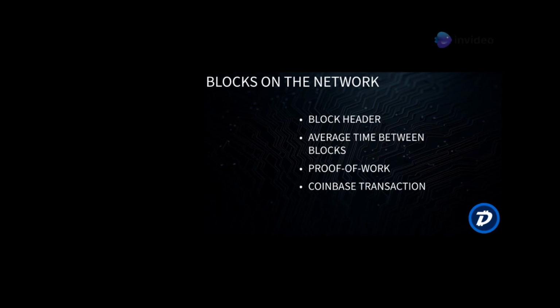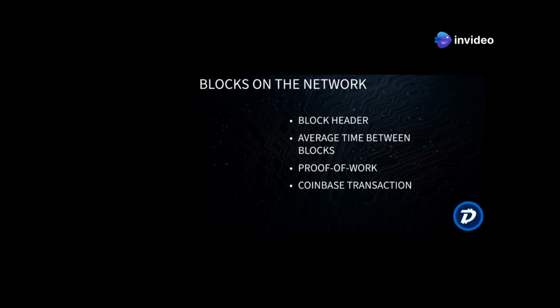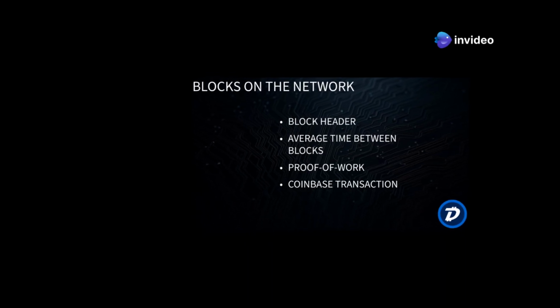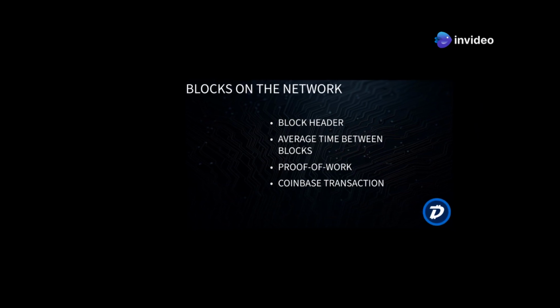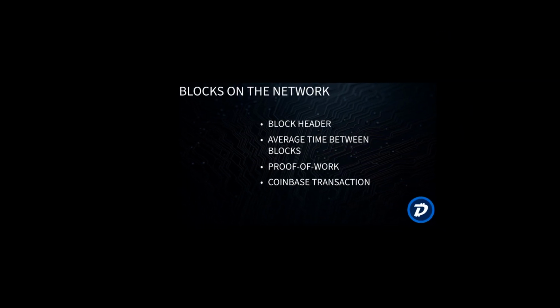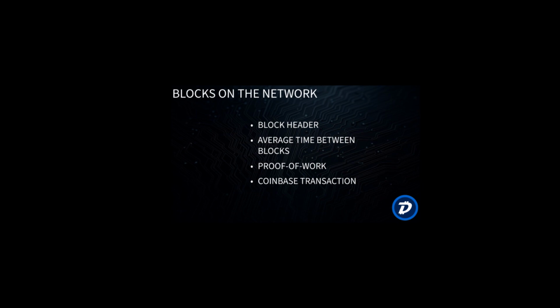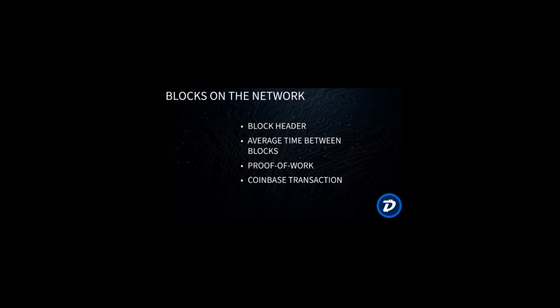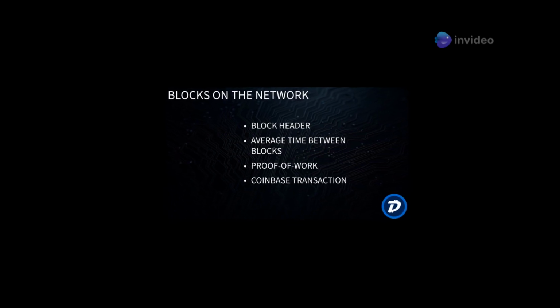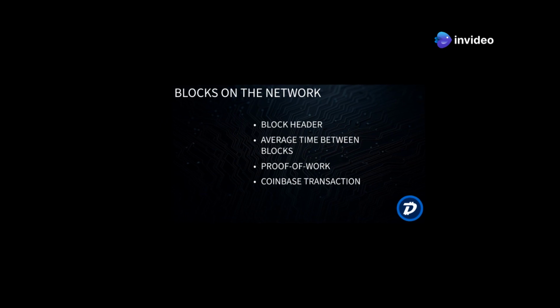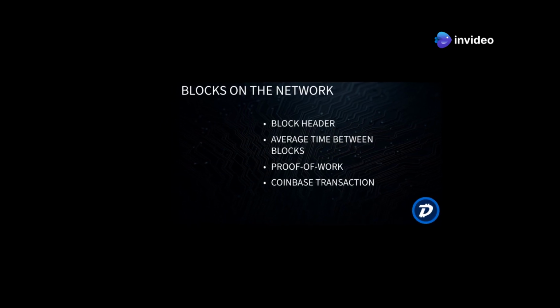The difficulty of the proof of work puzzles adjusts in real time as each block is mined. This process secures the network by making it computationally difficult to alter any part of the blockchain. A special type of transaction included in each block is the Coinbase transaction. This transaction is the first in a block and is used to reward the miner who successfully mined the block.